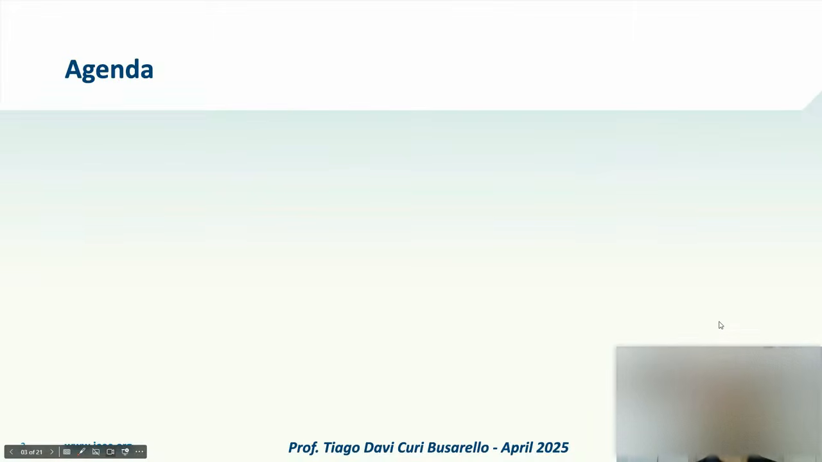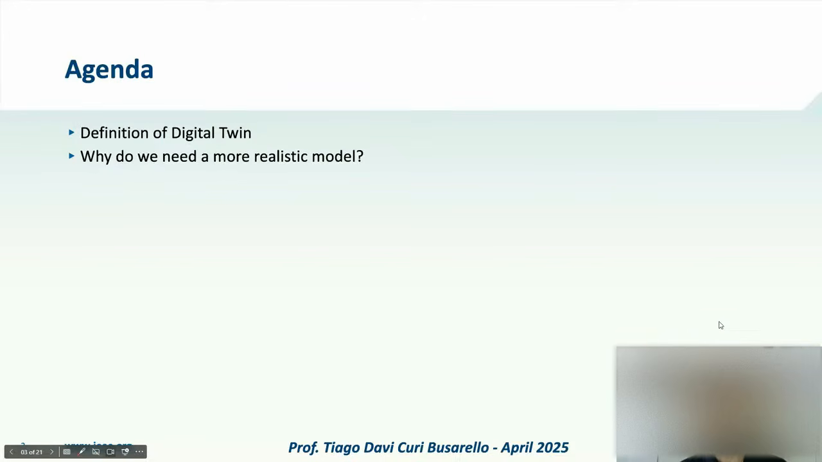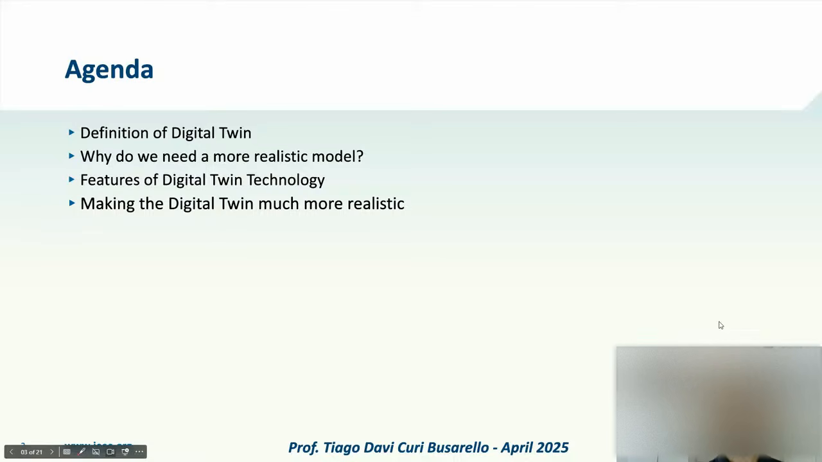So this is the agenda of my presentation. I will start with the definition of digital twin, and very soon we are going to realize that we're going to have a more realistic model of our system. Then the next topic is to discuss a little why do we need a more realistic model, because pretty much our offline models are really reliable. Let's discuss a little features of the digital twin technology. I will show you how to make the digital twin setup much more realistic. Let's discuss the interface board because this plays an important role in this technology.